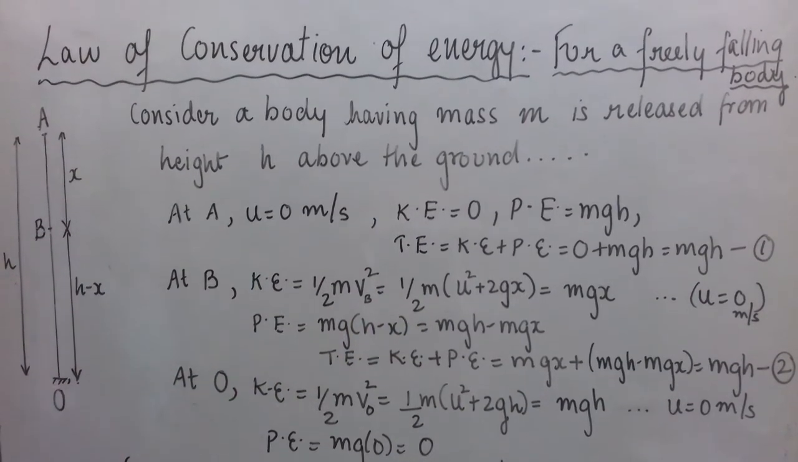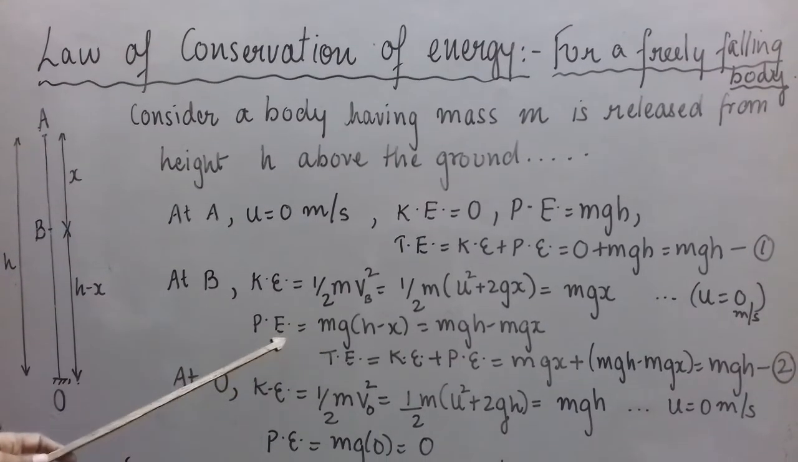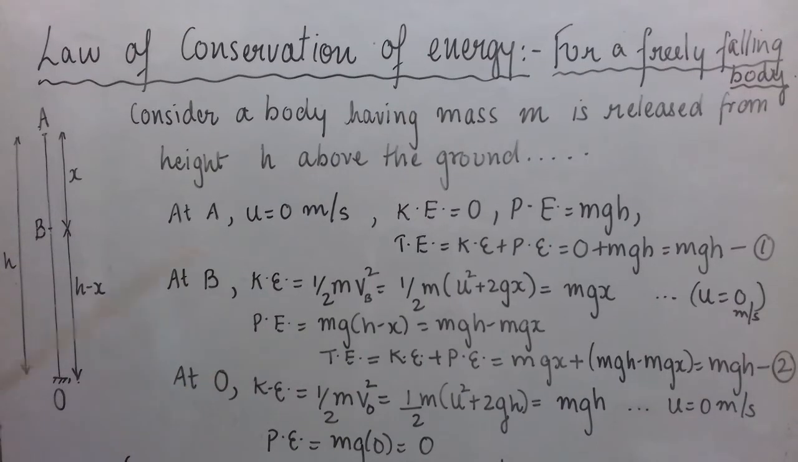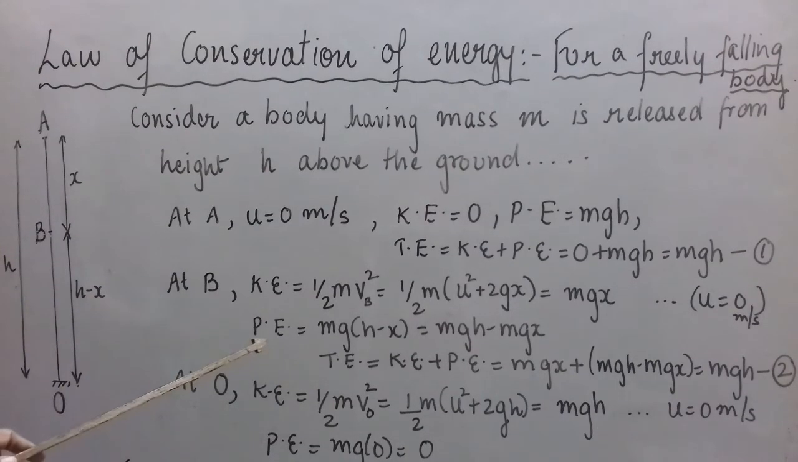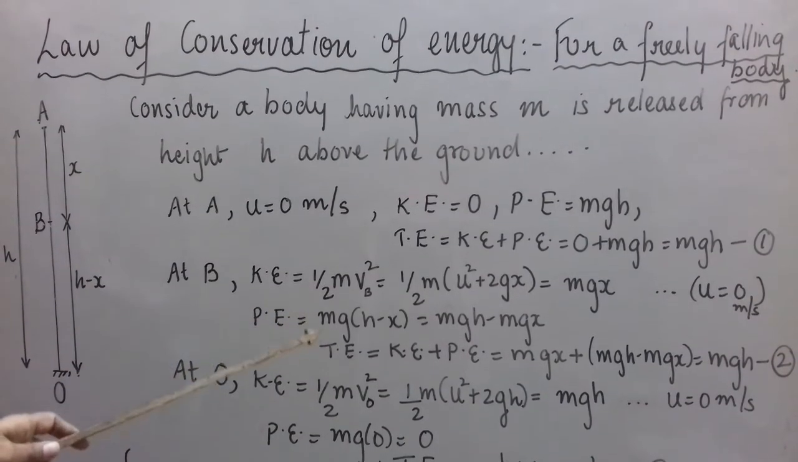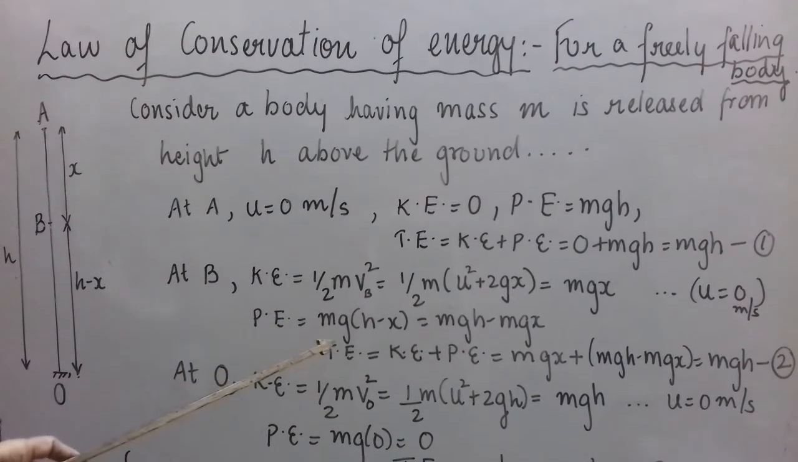Now let us find the potential energy. Potential energy is m into g into its height above the ground. So mg at B, what is the height above the ground? h minus x. Okay, so potential energy will be mg in the bracket h minus x. You can open the brackets: mgh minus mgx.